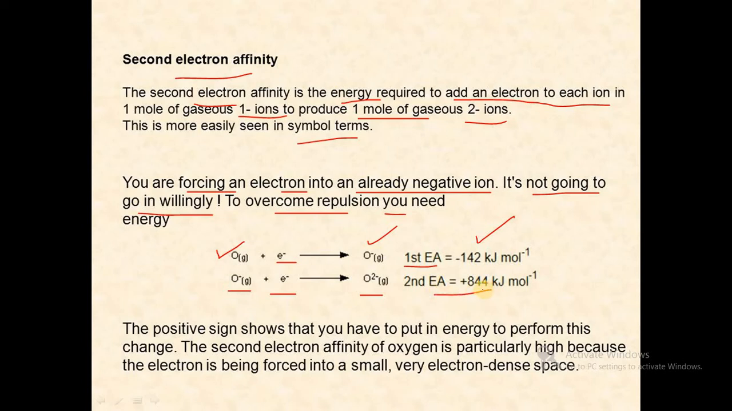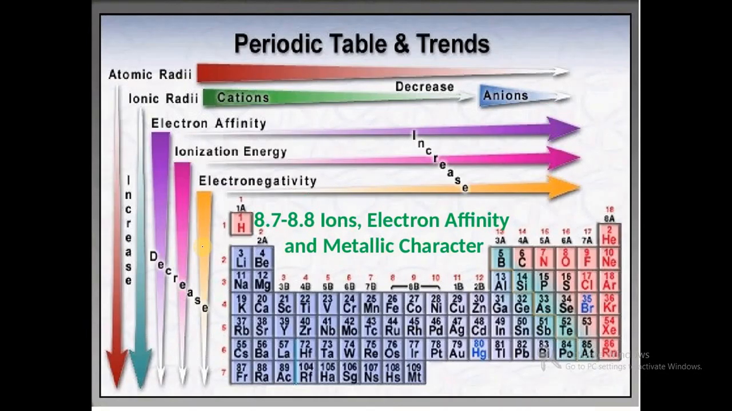That is plus 844 kilojoule per mole. So here the positive sign shows that you have to put in energy to perform this change. So simply, electron affinity is sometimes exothermic, sometimes endothermic in nature.